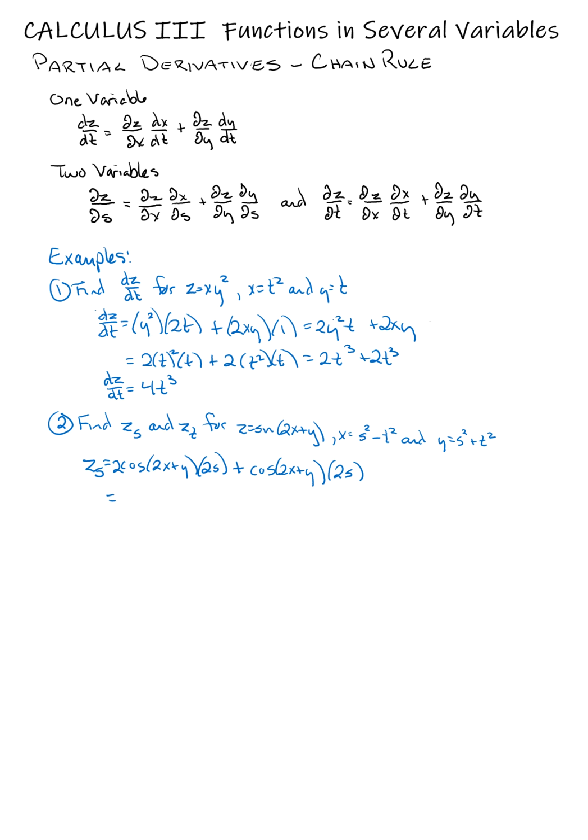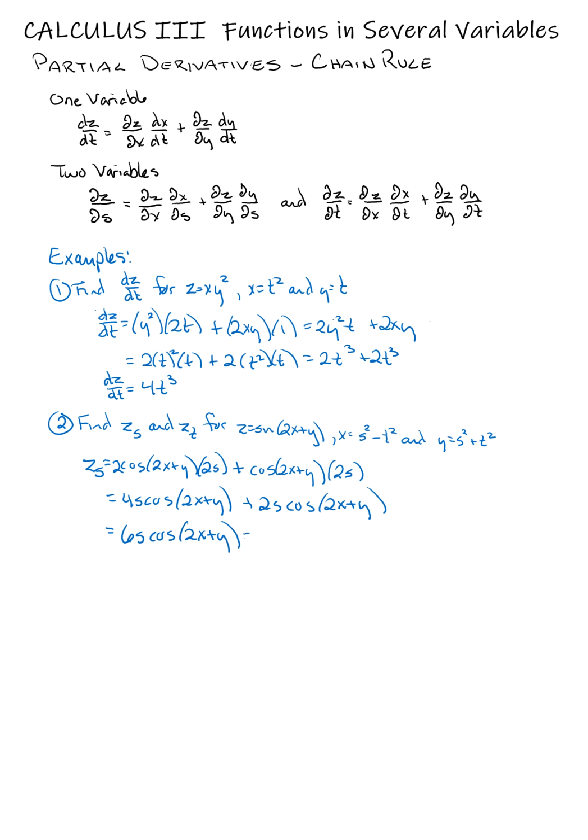If we clean this up a bit, we get 4s cosine of 2x plus y plus 2s cosine of 2x plus y. All right, now here comes the fun part. Oh, wait, before I do all that, let me go ahead and combine these. That's 6s cosine of 2x plus y. That's nice. All right, now let's go ahead and replace all the x's and y's. We can use the substitutions right there.